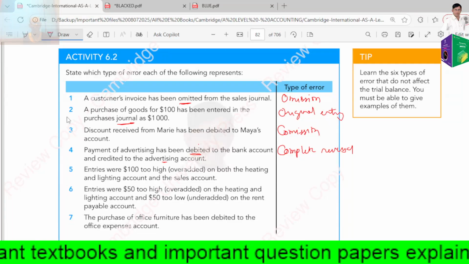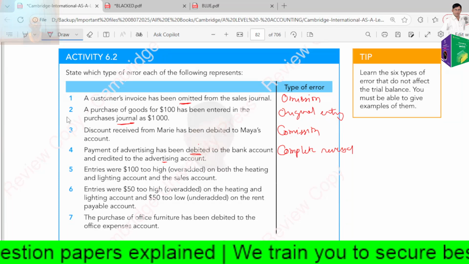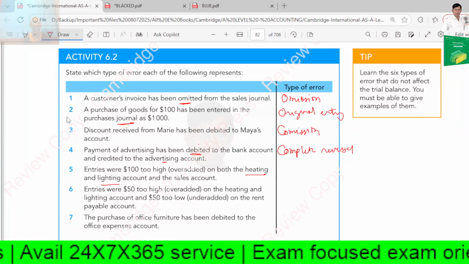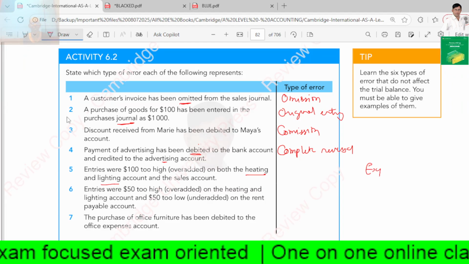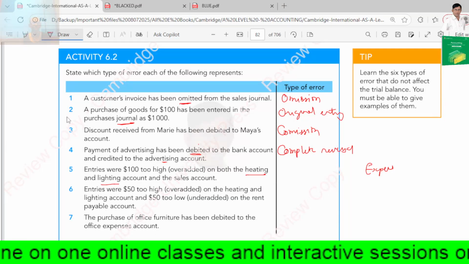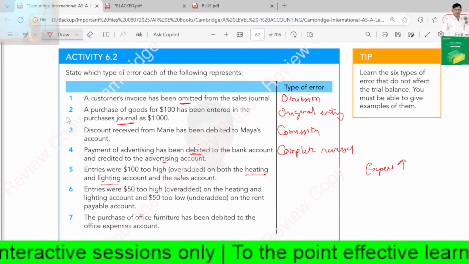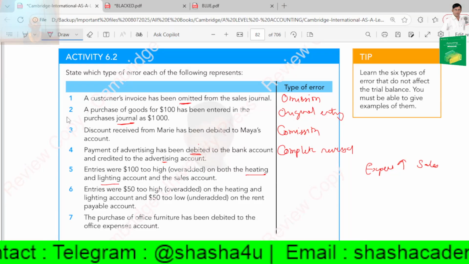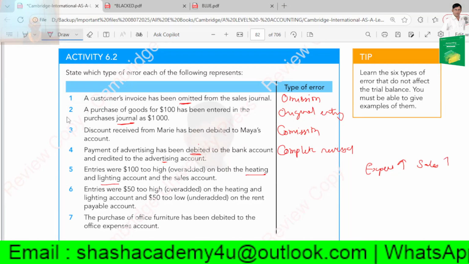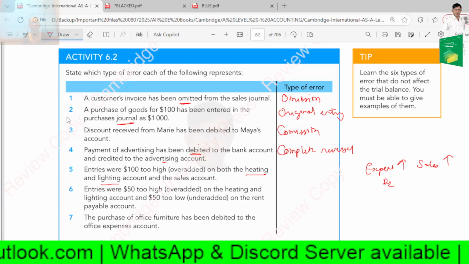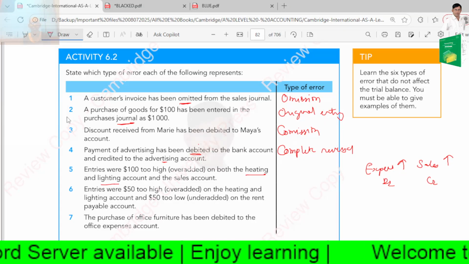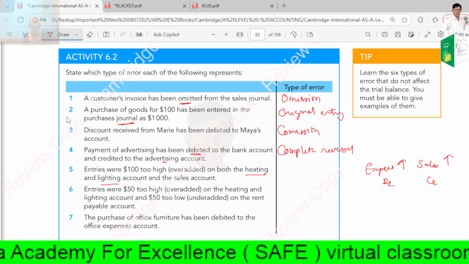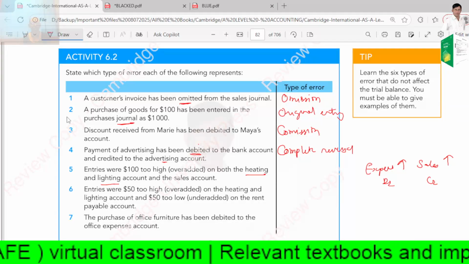Entries were 100 too high, overadded on both the heating and lighting and the sales account. Okay, see, heating and lighting is expense. So expense has increased. Expense overadded means expense has increased. So sales account, income also has increased, overadded. Both are overadded. So expense is debit, sales is credit. So what will happen in this case? Debit is also increased, credit is also increased. So it will offset. So it is compensating error.